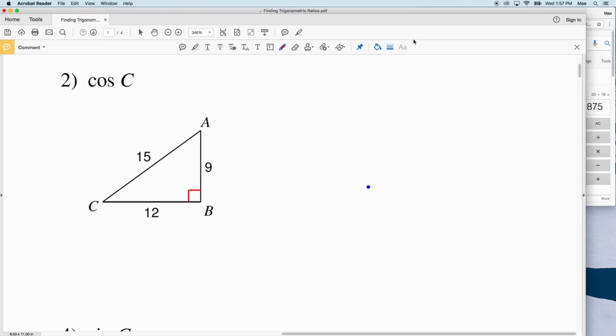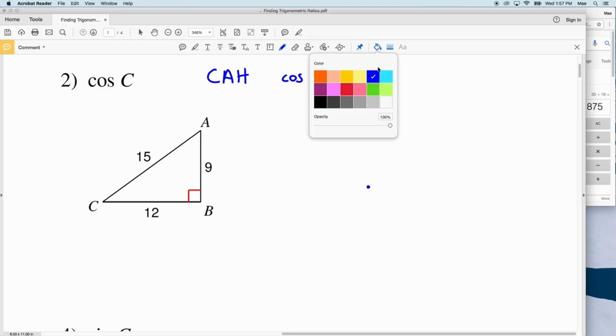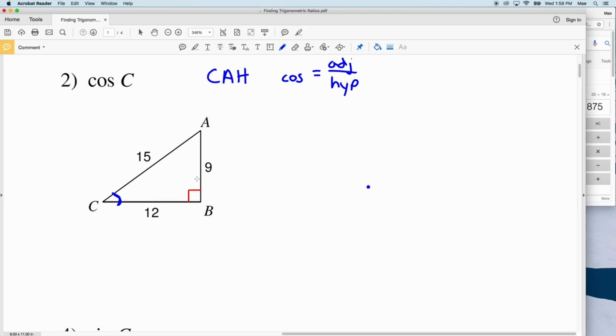Number 2 says the cosine of C. And we know that cosine, we're going to use CA, which is cosine equals adjacent, that's our A, over hypotenuse, H. So the angle we're looking at is C. And remember, adjacent is the side that's touching it, that is not the hypotenuse. So for the cosine of C, we have 12 is the adjacent over the hypotenuse, which we know the hypotenuse is always across from the right angle, and that's 15.